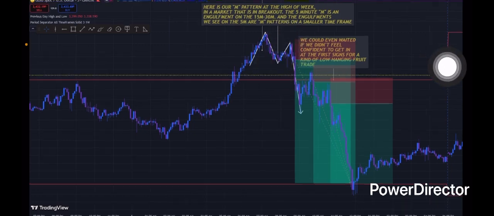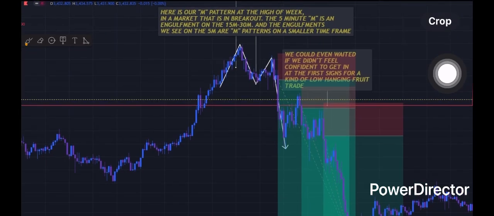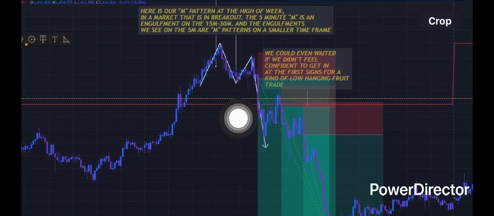And the engulfments we see on this 5-minute chart, like this purple candle or this purple candle, these are actually M patterns on a smaller time frame, like the 1 minute or the 30-second or whatever. But even if you didn't want to get in up here, or you didn't feel comfortable enough to get in up here, you could have entered here or entered here. These are opportunities where we could also add into our position if we did get in over here.